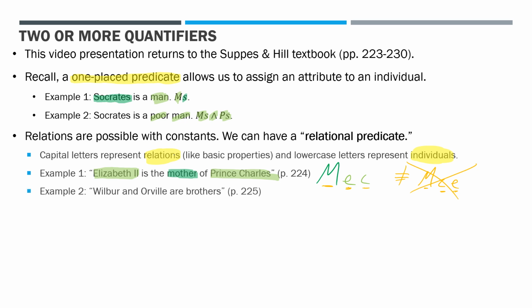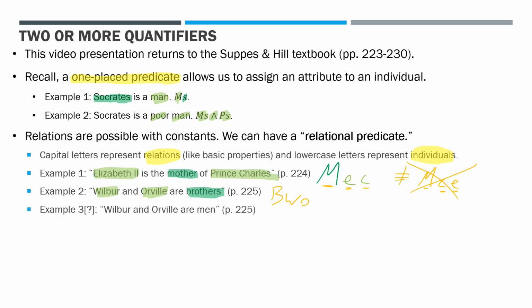Or how about this? Wilbur and Orville are brothers. So we have another relational situation here. We can give capital B for brothers, lowercase w for Wilbur, and lowercase o for Orville. In this case, parenthetically, the order doesn't matter because brothers is a symmetrical relation. So because Wilbur is a brother of Orville, it follows that Orville is the brother of Wilbur. We just know that by the content. We know that by the meaning behind those statements, those propositions.